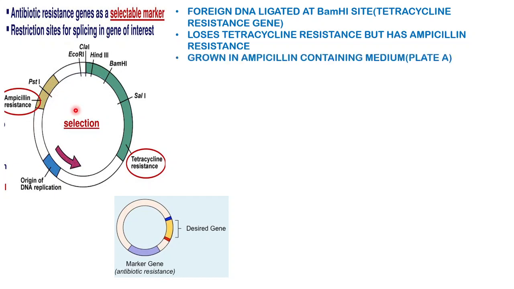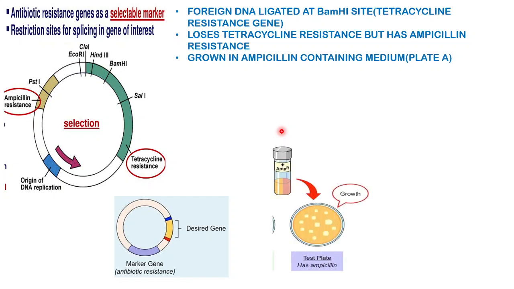So now what we will do, we will grow this particular bacteria. Bacteria means this plasmid we have placed inside a bacteria. That bacteria, assuming it has taken up the plasmid, we will grow in a medium. Medium means a solution which contains all the nutrients required for the growth of bacteria. We will call it plate A. We will let this bacteria grow in ampicillin, as you can see here.